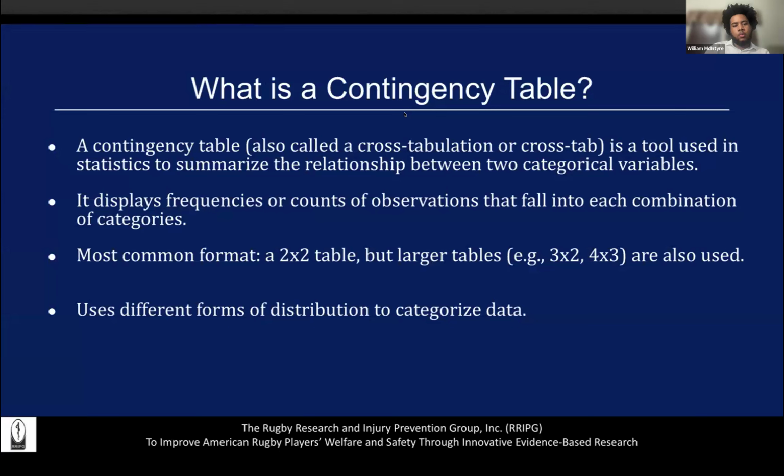So what is a contingency table? Basically, it's a table that summarizes data. It is a tool used in statistics to summarize the relationship between two categorical variables. It also displays frequencies or counts of observations that fall into each combination or category. The most common format is a 2x2 table, but larger tables such as 3x2 and 4x3 are also used. And today I'm talking about the different forms of distribution that categorize the data.